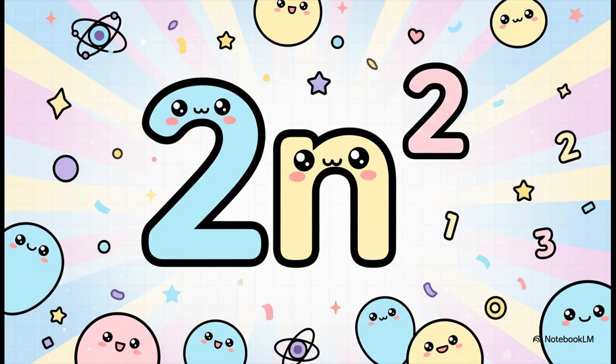So if there's one thing you walk away with, let it be this formula. The maximum number of electrons is 2n². It's the simple, beautiful piece of math that brings perfect order to the entire atomic universe.